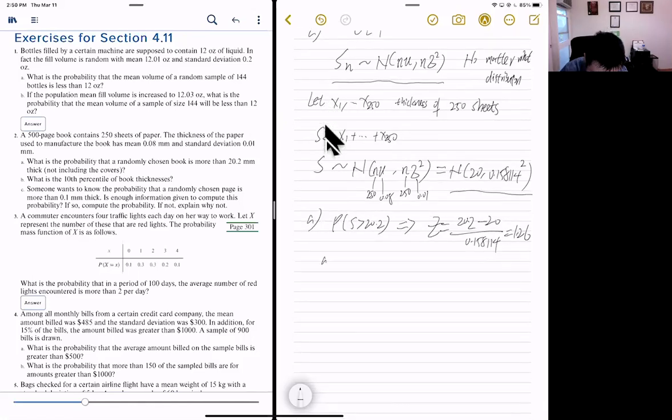So the area to the right of that Z value is 1 minus 0.8962, where that value is what you found from the Z table. So that is the probability. The probability that the thickness of a book is larger than 20.2 is 10.38%.